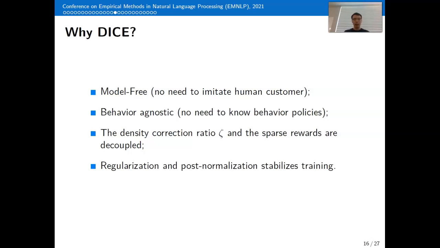So why do we choose DICE in dialogue evaluation? First of all, it is model-free, which means there's no need for us to imitate the human customers. And it is behavior agnostic, which means we don't need to know what behavior policies are used to collect the experience data. It makes the whole algorithm more generalizable. And the density correction ratio is decoupled from the sparse reward, so we don't need to worry about the sparse reward. And we can apply regularization and post-normalization to stabilize the training.